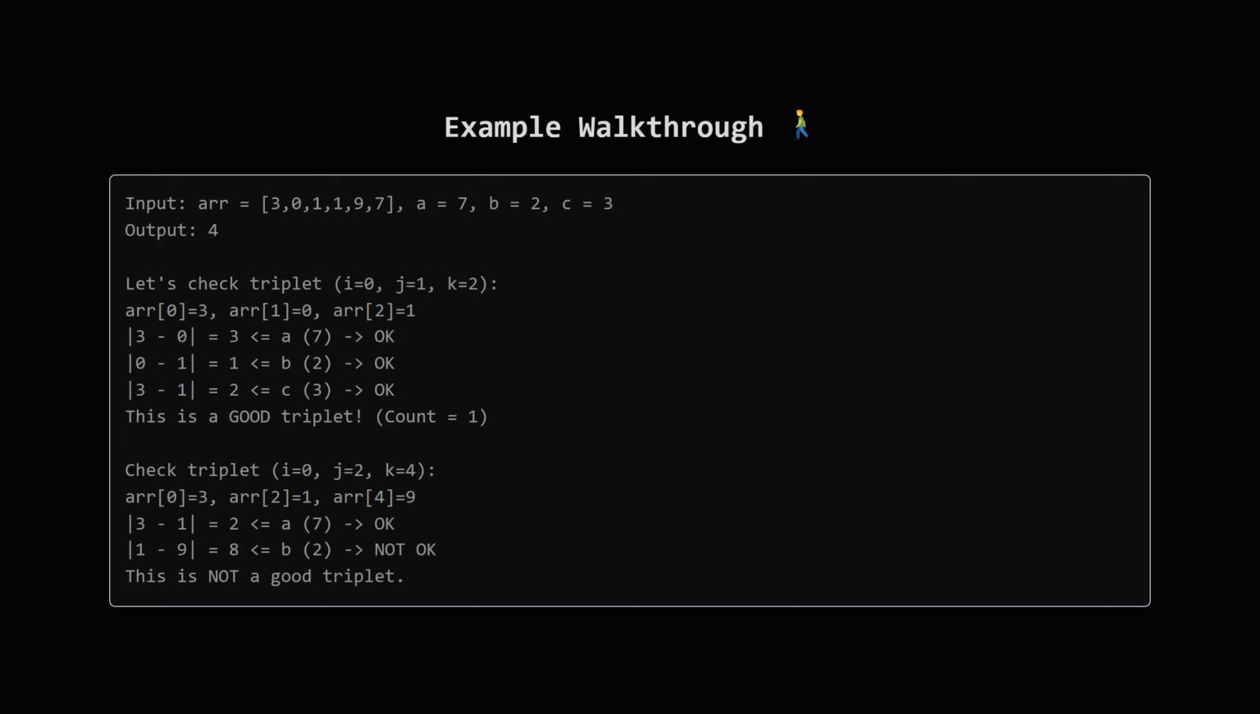Now, let's try another one. Say, i equals 0, j equals 2, k equals 4. The numbers are 3, 1, and 9. Check 1. The difference between 3 and 1 is 2, less than or equal to a, 7. Okay, check 2. The difference between 1 and 9 is 8. Is 8 less than or equal to b, which is 2? Nope, it fails this condition. So we stop checking for this triplet. It's not good. We'd continue this process for all possible i, j, k combinations. The example says there are 4 good ones in total.